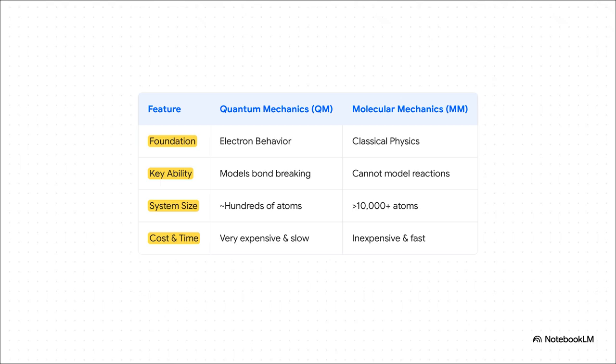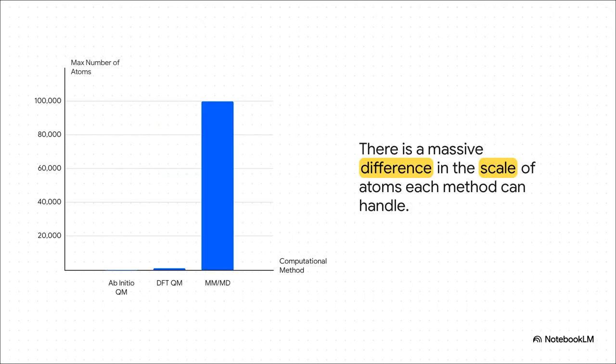But then when you look at size, the roles completely reverse. QM maxes out around a few hundred atoms. Molecular mechanics can handle tens of thousands, or even more, like a giant protein. It's the classic trade-off. Do you need the incredible detail of QM, or do you need the massive scale of molecular mechanics? And I mean, the difference in scale here is just massive. Look at this. The most hardcore ab initio methods can handle maybe 100 atoms. DFT pushes that up to 1,000, which is great. But with molecular mechanics, we're talking 100,000 atoms or more.